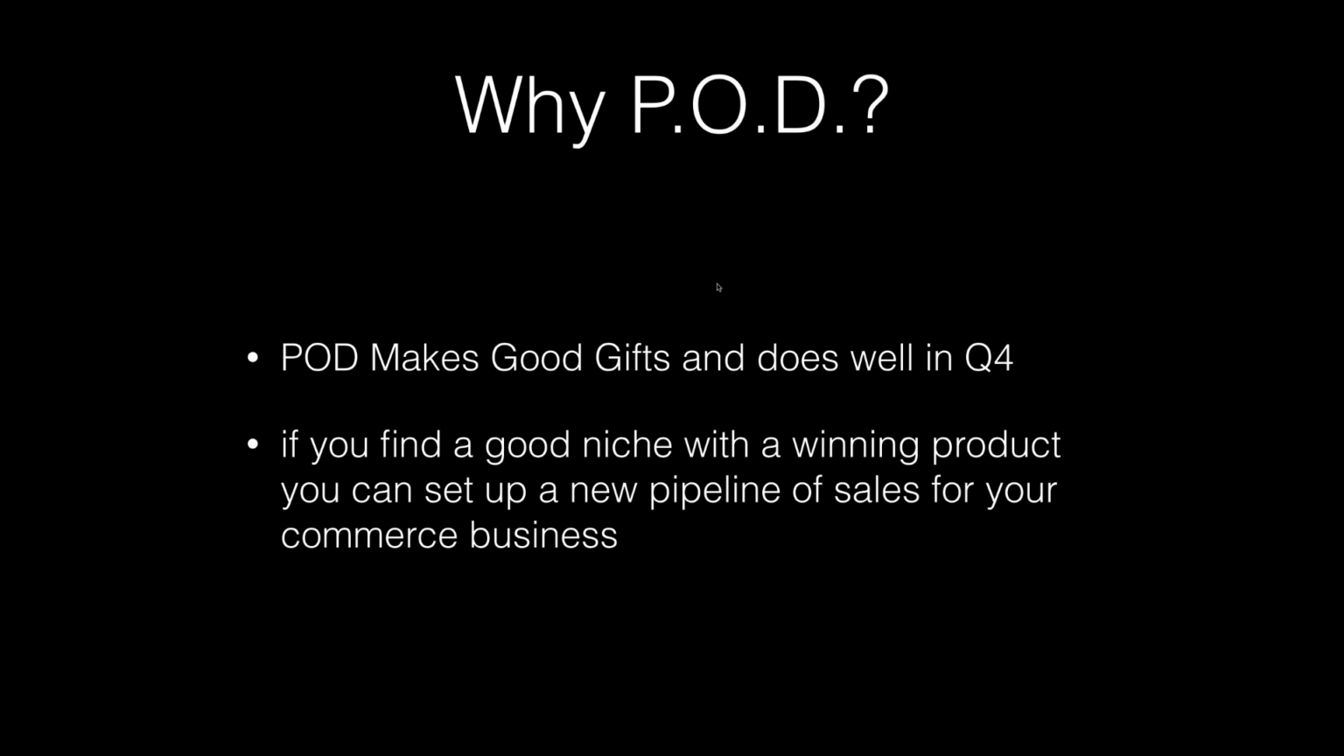So the thing about print on demand is that if you can actually find a good niche with a winning product, you can set up a new pipeline of sales for your e-commerce business, which means that you don't have to wait till fourth quarter to sell this again, but you can actually sell it next year as well. After fourth quarter, within the summer, you can continue to find different products inside this niche, because now your pixel is aligned to this type of niche. So once you actually step your foot inside the door for these niches, they tend to be long-term winning niches for you.